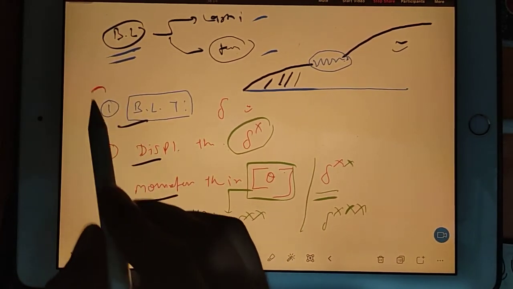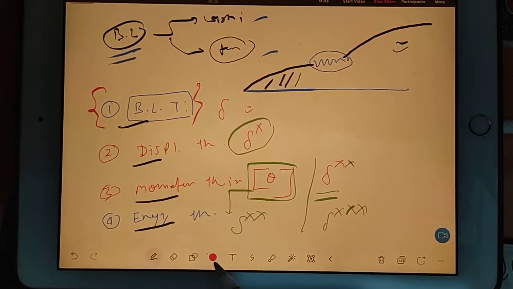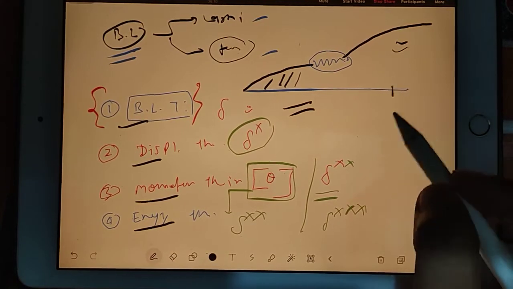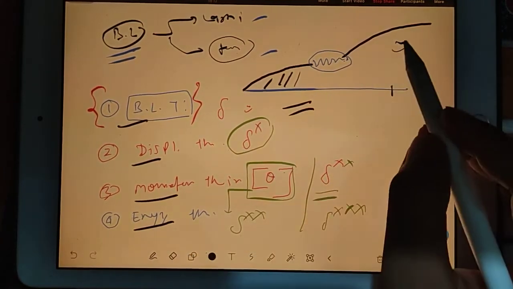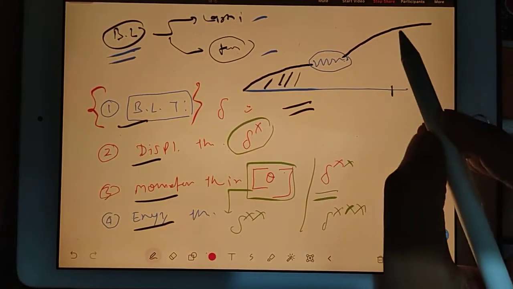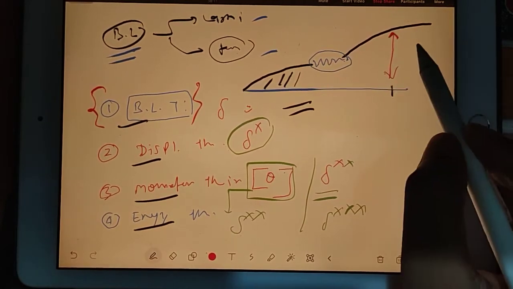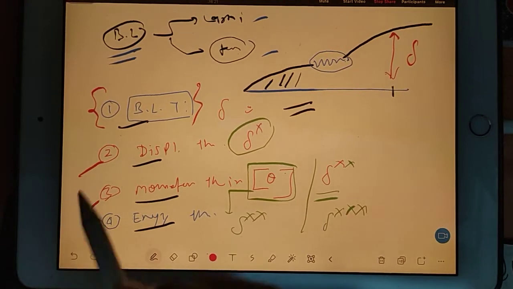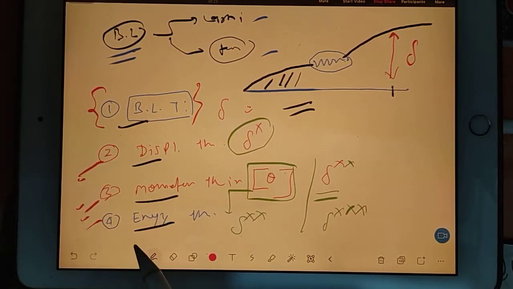Actually, boundary layer thickness is the physical term. I can show you in the layer itself. Suppose you are at this location. At this location, what is the thickness of this boundary layer? That you will call as del. But displacement, momentum and energy thickness, these are mathematical terms. So let's understand them one by one.